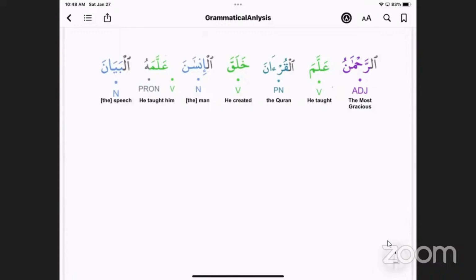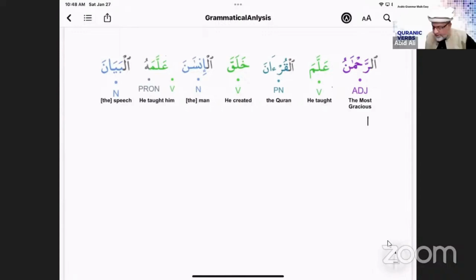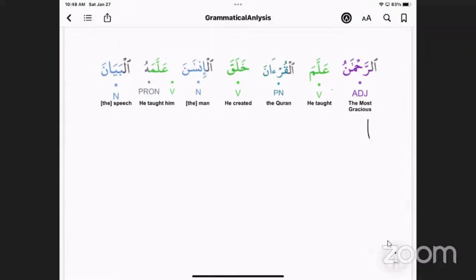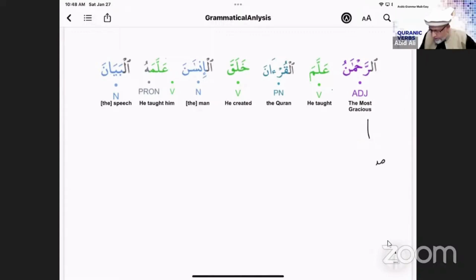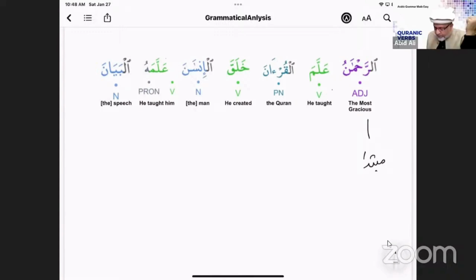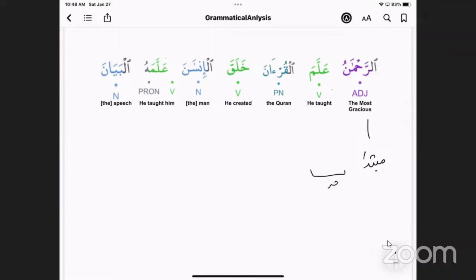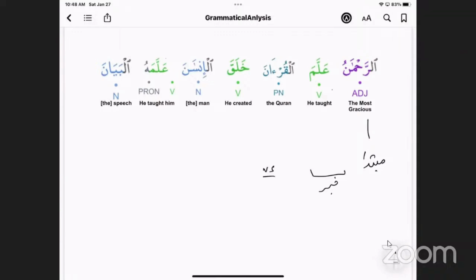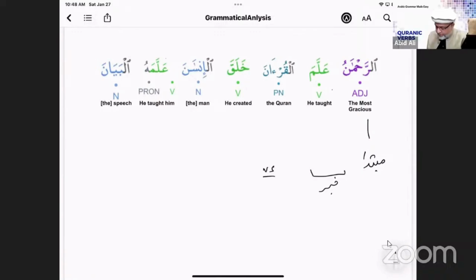So is Ar-Rahman the beginning now? Can I say this is Rafa? Is this Marifa? Yes. So can I call it Mubtada? After the Mubtada, do I need a khabar? Yes. Now, can the khabar be a verbal sentence? Yes.